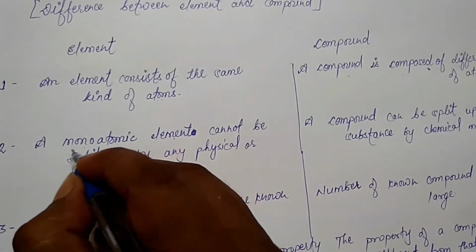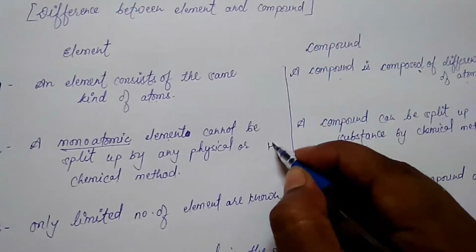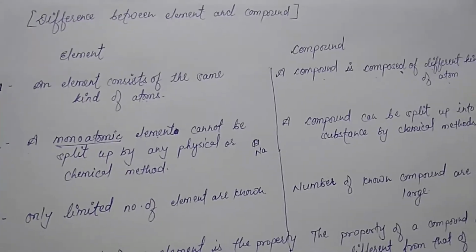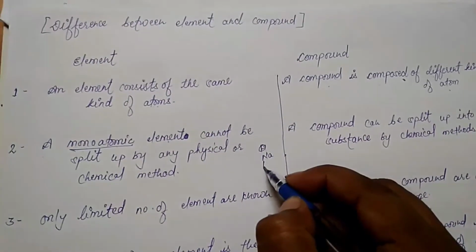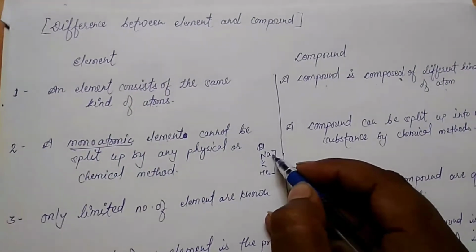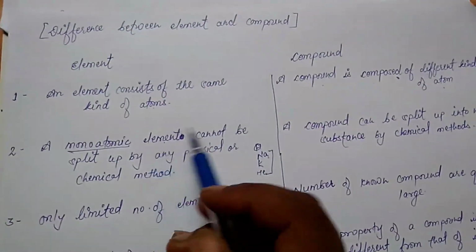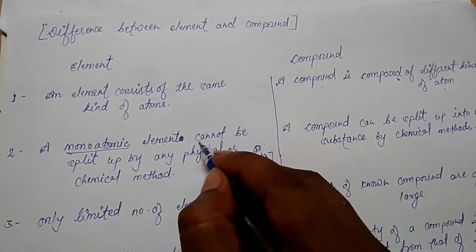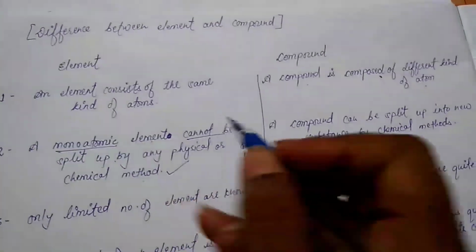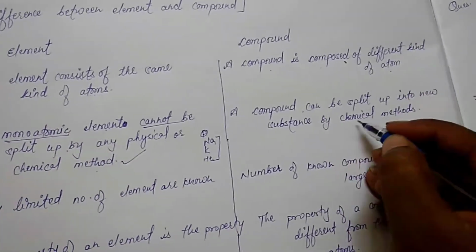Second difference, a monoatomic element. Children, monoatomic means a single atom, like sodium, potassium, helium. They all are monoatomic elements, meaning a single atom. Clear? A monoatomic element cannot be broken by any physical or chemical method, but a compound can be split up into new substances by a chemical method.